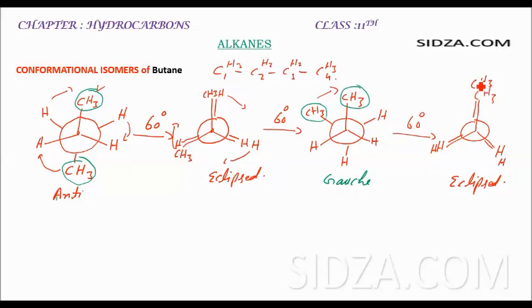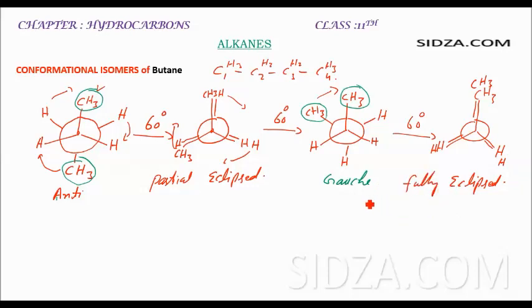Here is the methyl-methyl eclipsing, right? The size of the two methyl groups is more. Here is the methyl group and the hydrogen, so the size difference is less, correct? So that's why we call this a partial eclipsing. This is a partially eclipsed state, while this is the fully eclipsed state, right?